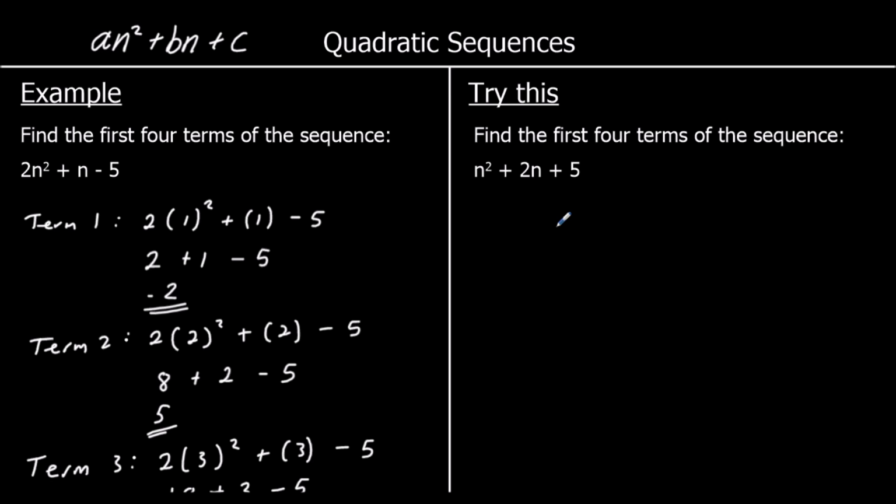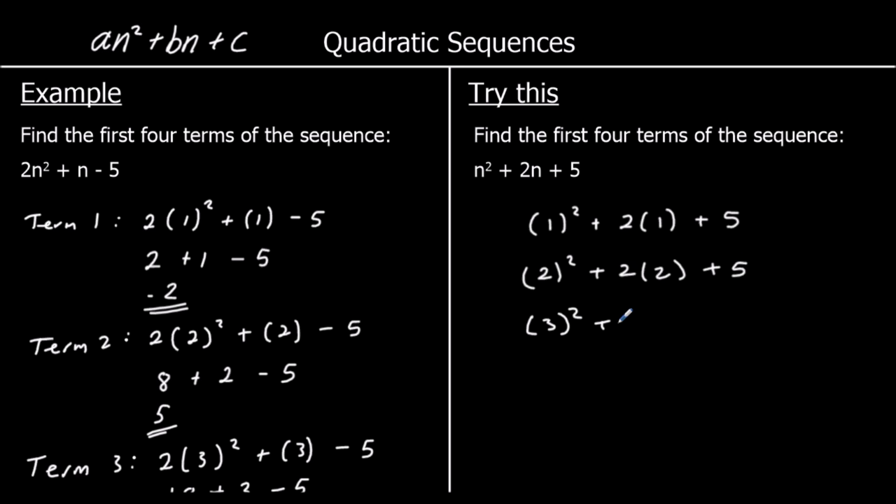So we're going to have for the first term, n is 1. So it's going to be 1 squared plus 2 1s plus 5. The second term, n is 2. 2 squared plus 2 2s plus 5. For the third term, n is 3. 3 squared plus 2 3s plus 5. And for the fourth term, n is 4. So 4 squared plus 2 4s plus 5.